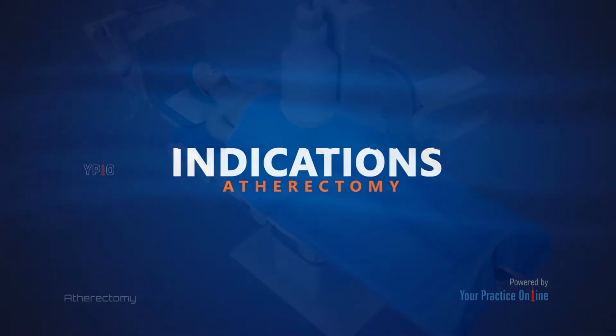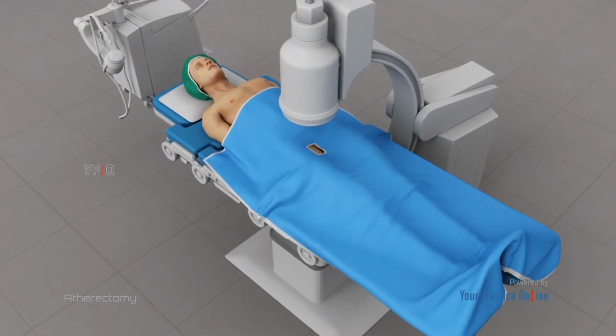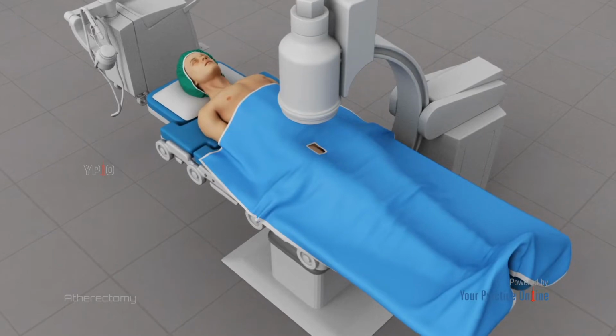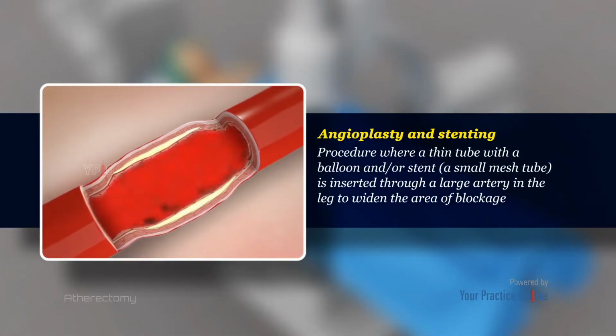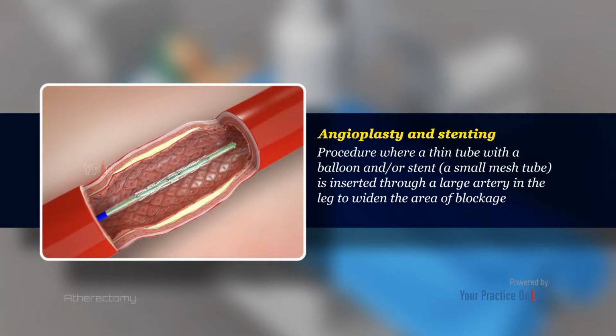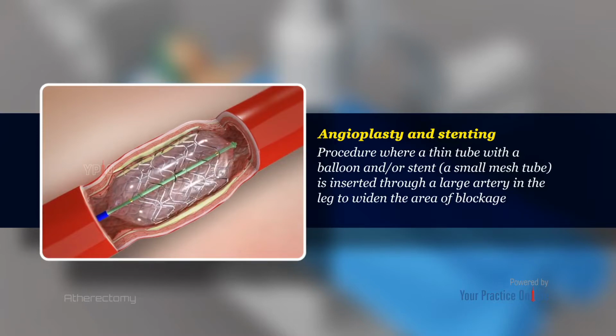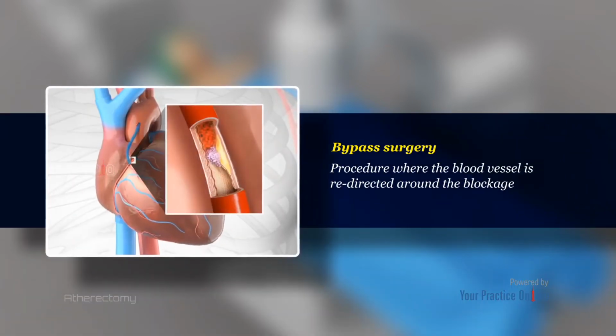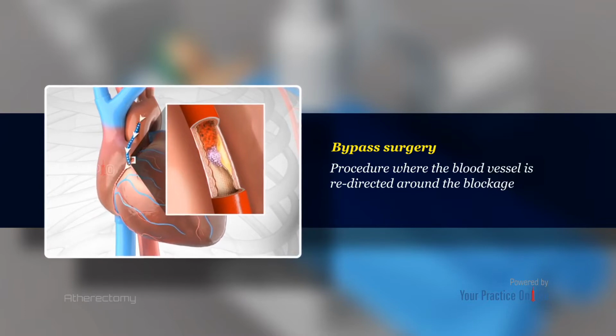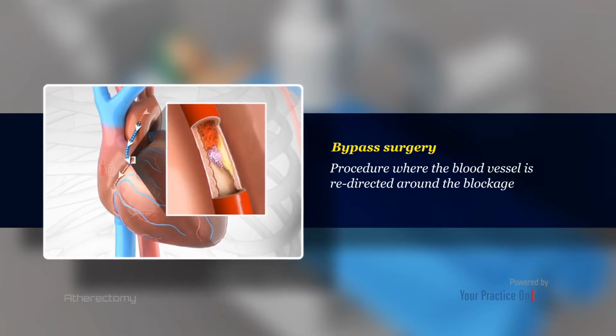Indications. Atherectomy is indicated to treat narrowed arteries associated with PAD and CAD that cannot be treated with angioplasty and stenting, a procedure where a thin tube with a balloon and/or stent, a small mesh tube, is inserted through a large artery in the leg to widen the area of blockage. Bypass surgery, a procedure where the blood vessel is redirected around the blockage.